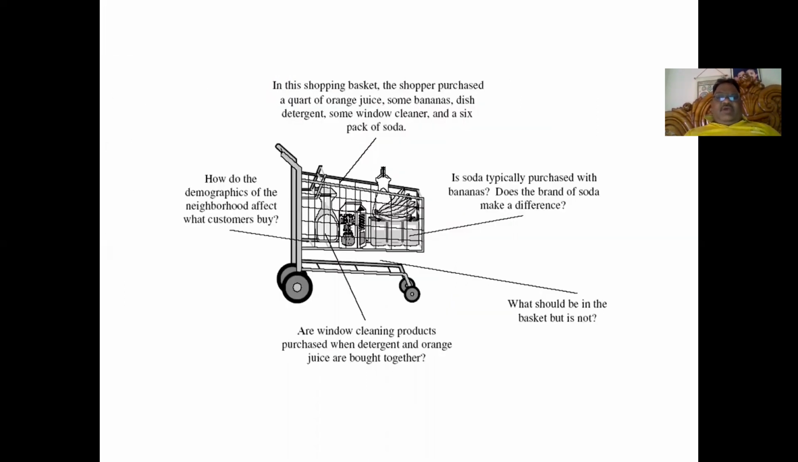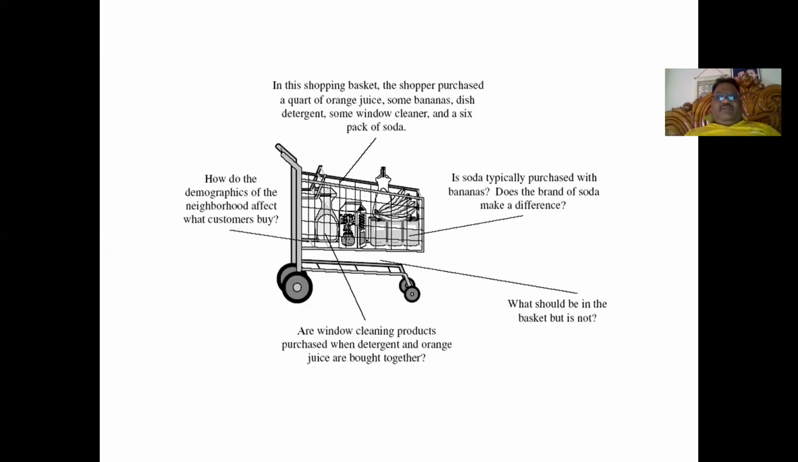Suppose I want to know, in this shopping basket, the shopper purchased a quart of orange juice, some bananas, this detergent, some window cleaner, and a 6 pack of soda. Suppose the question arises, is soda typically purchased with the bananas? Does the brand of soda make a difference? What should be in the basket but is not? Are window cleaning products purchased when detergents or orange juice are bought together? And how do the demographics of the neighborhood affect what customers buy?